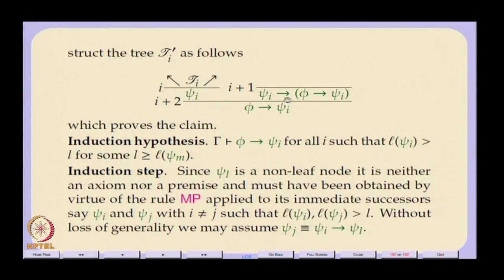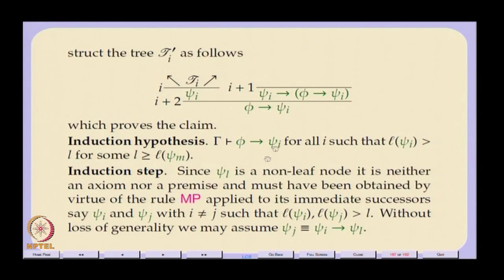Then I create a new leaf node by appealing to the axiom schema K. This leaf node trivially follows from axiom schema K. Psi I arrow phi arrow psi I exactly matches the pattern defined in K, so this must be true. But now from these two steps I can infer phi arrow psi I by modus ponens.